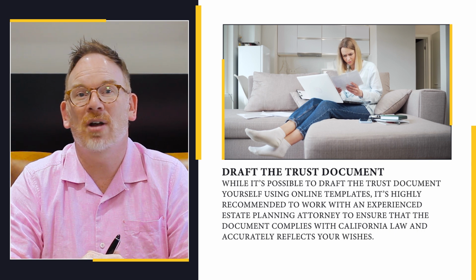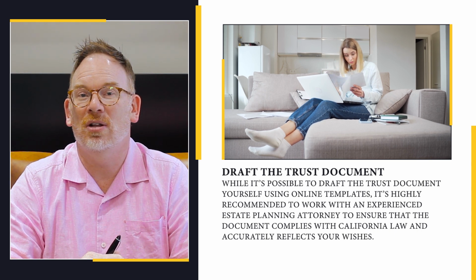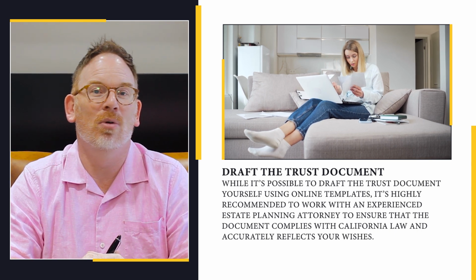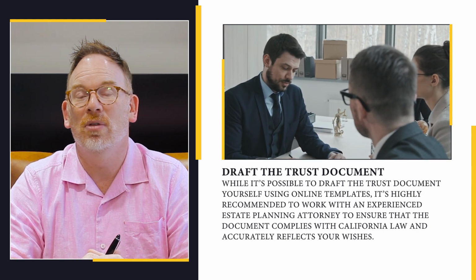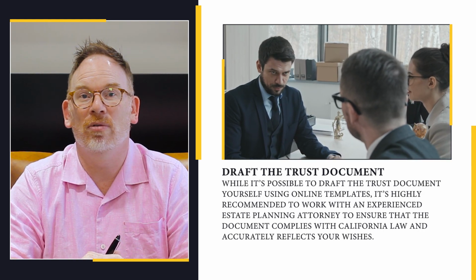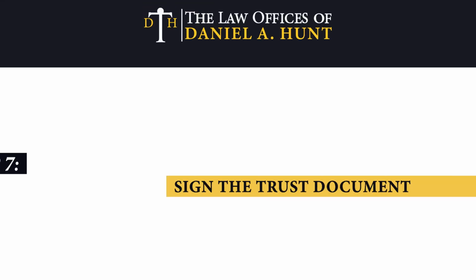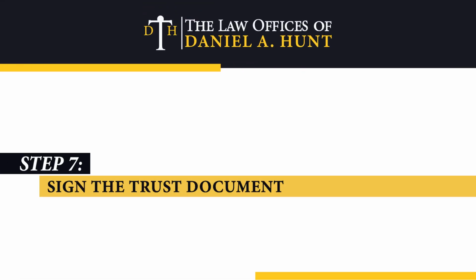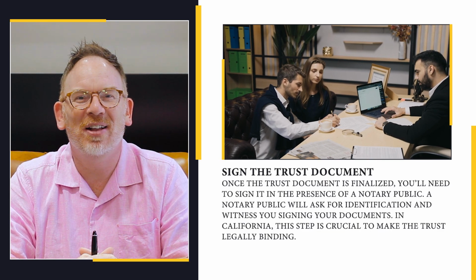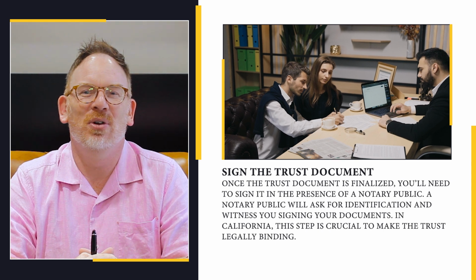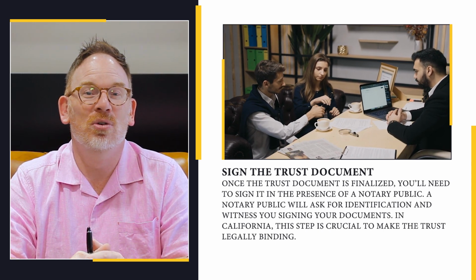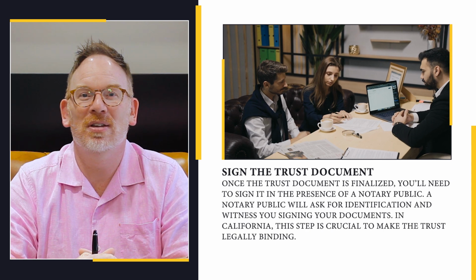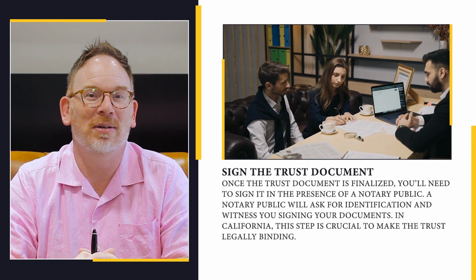While it's possible to draft the trust document yourself using online templates, it's highly recommended that you work with an experienced estate planning attorney to ensure that the document complies with California law and accurately reflects your wishes. Step 7. Sign the trust document. Once the trust document is finalized, you'll need to sign it in the presence of a notary public. A notary public will ask for identification and witness you signing your documents. In California, this step is crucial to make the trust legally binding.